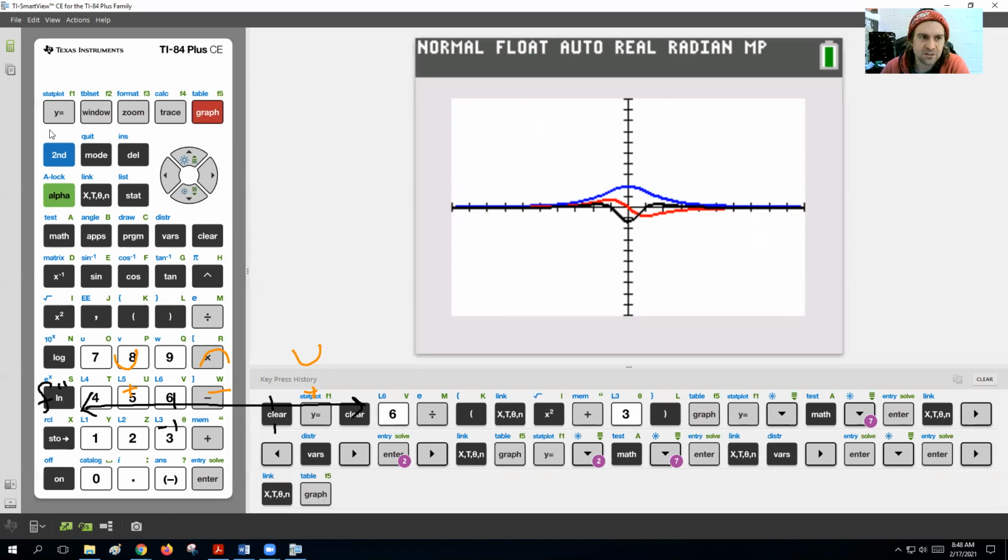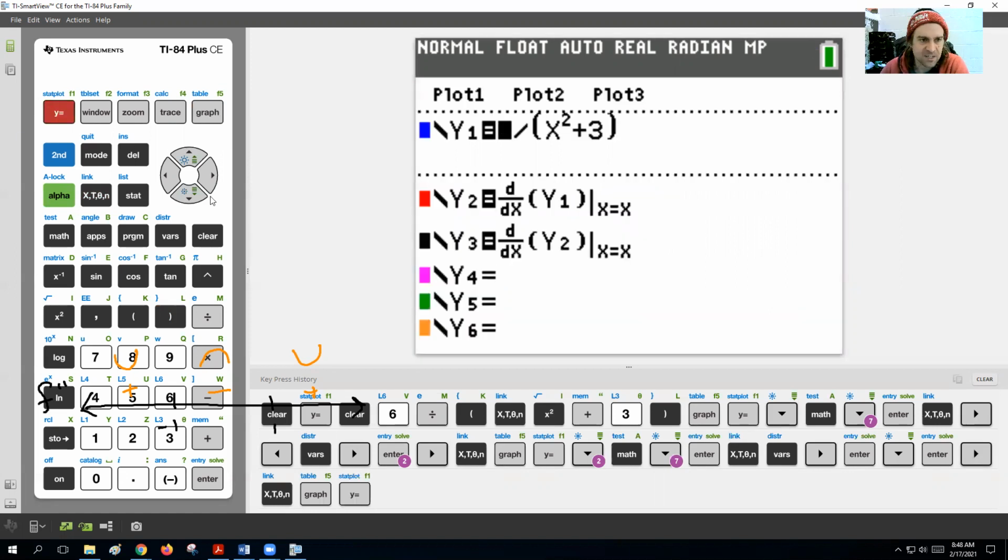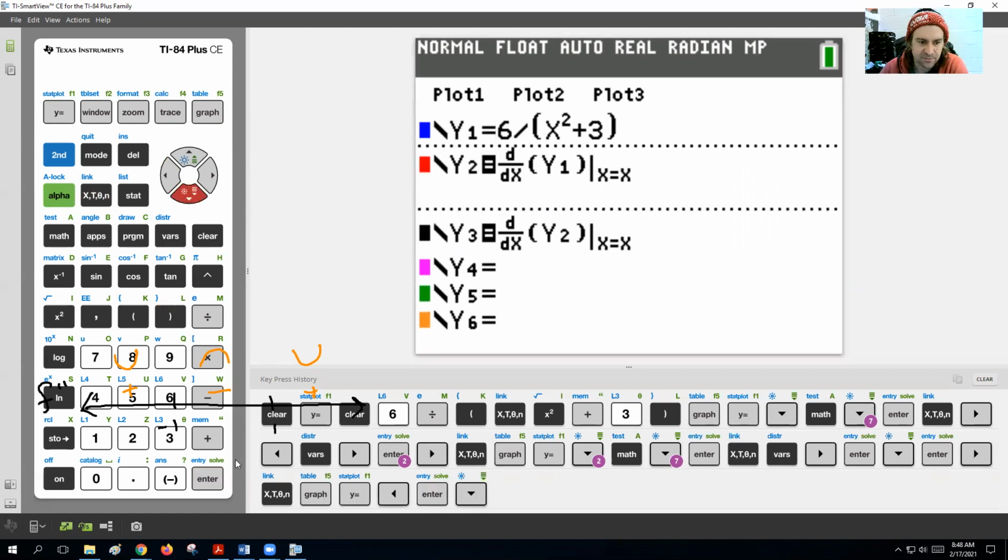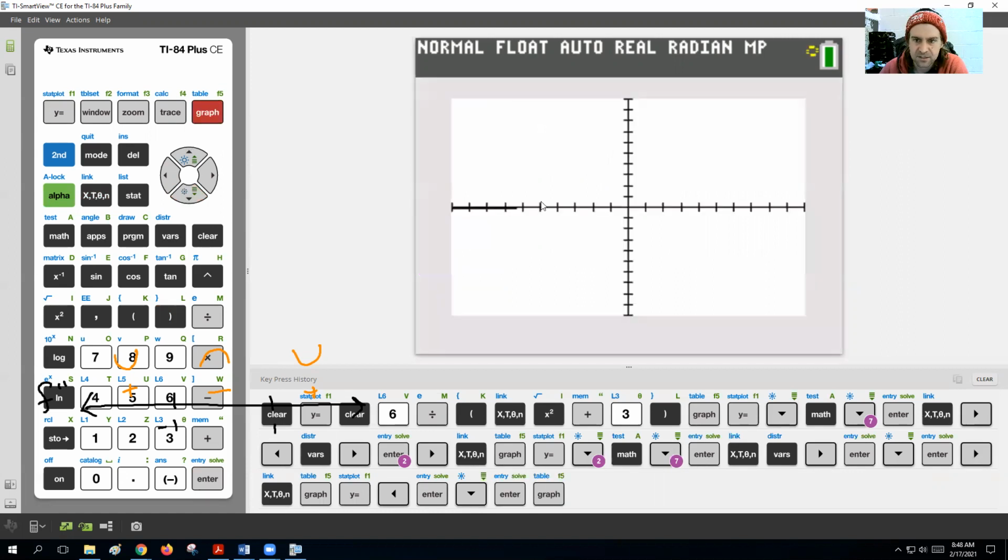The other thing that I like to do in this is, sometimes these graphs get a little confusing. So I can turn off this graph. I can turn it off by highlighting the equal sign and pressing enter. You can still see the original graph pop up, or the graph you want. So it doesn't delete the equation. It just turns the graph off.